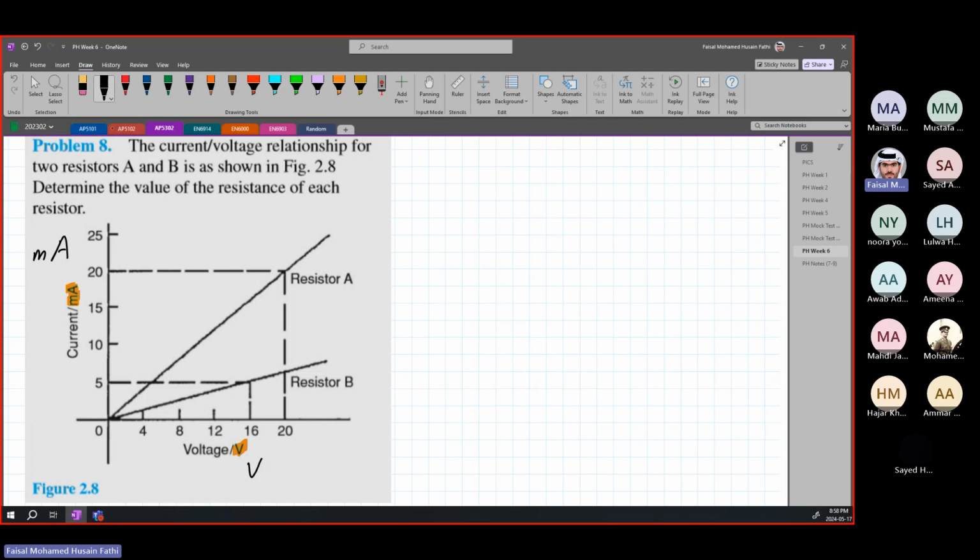So we can take any 2 points along this line. They're for resistor A and resistor B, which are our 2 lines. So let's look at resistor A first. These 2 lines are already given for us, and this point is taken. For this point, I is equal to 20 milliamps, and V is equal to 20 volts. Remember, this is in milli, so this is 20 times 10 to the negative 3 amperes.